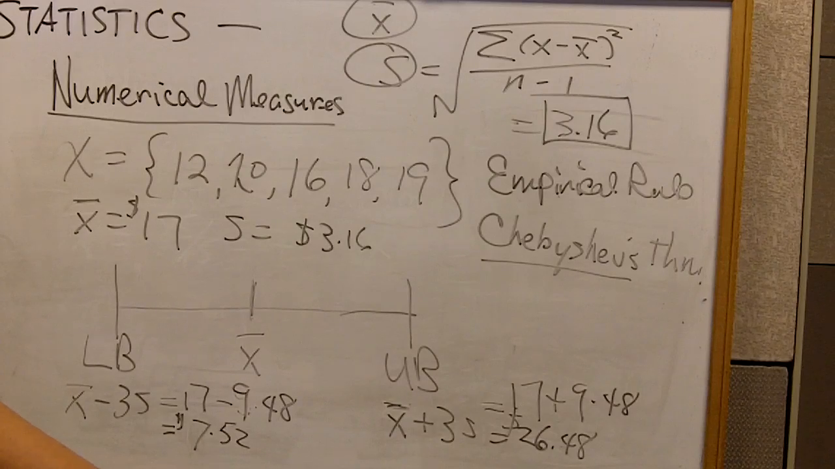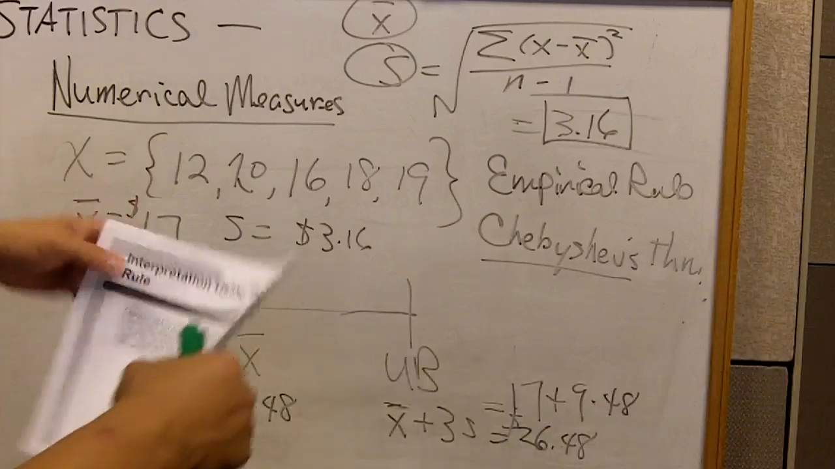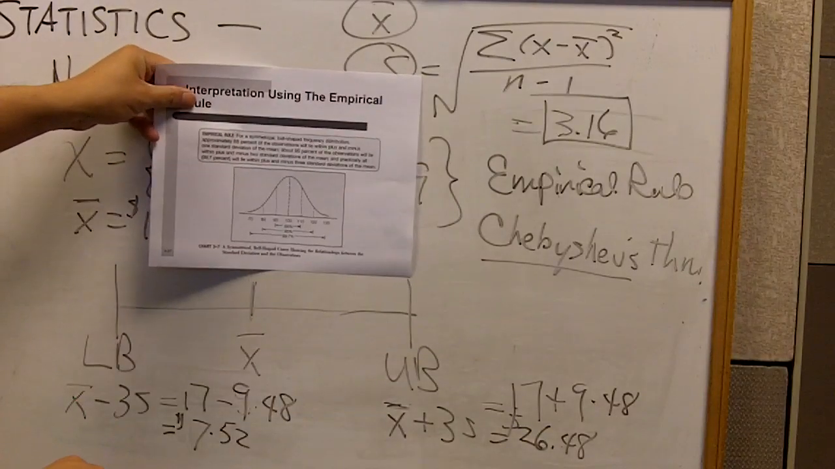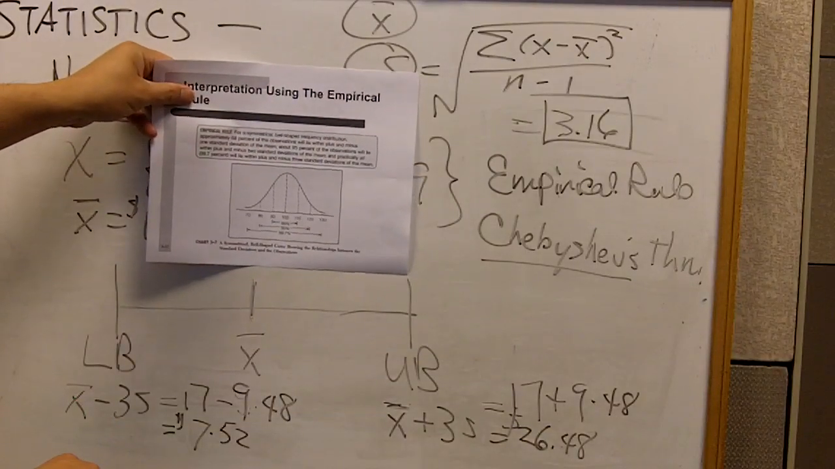But why might we need another rule? That's called the Chebyshev rule or theorem. It is for when we don't have a symmetrical distribution. A symmetrical distribution looks like this diagram, and we call it a bell-shaped curve.